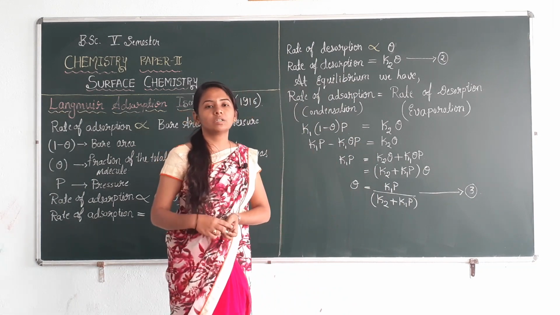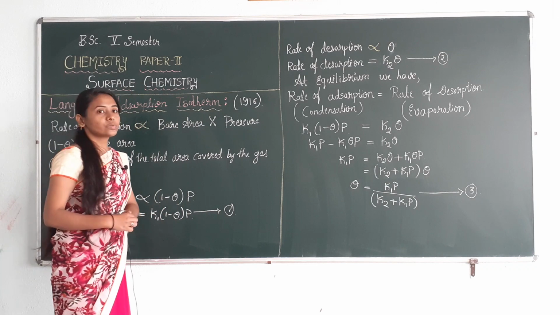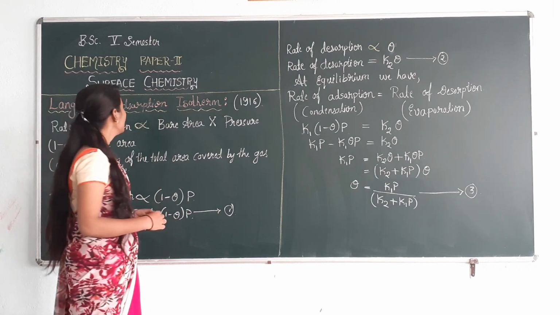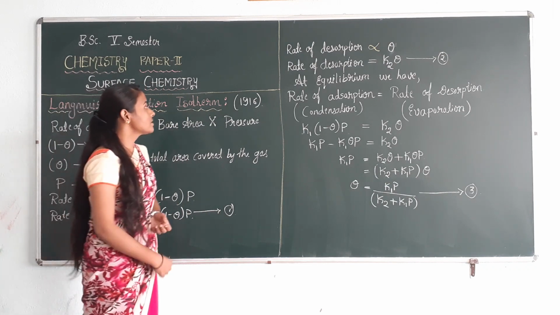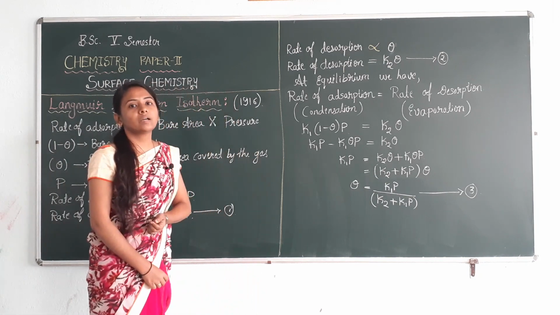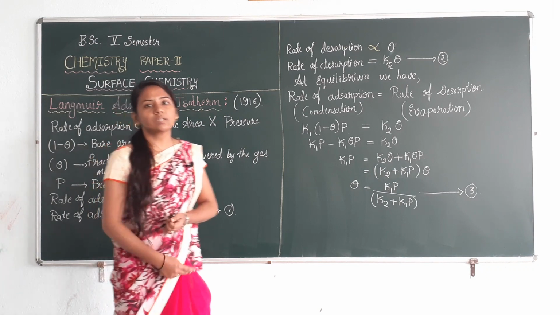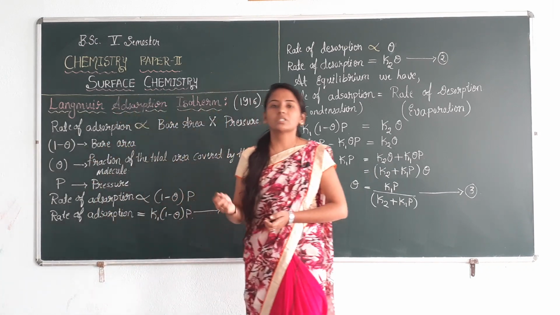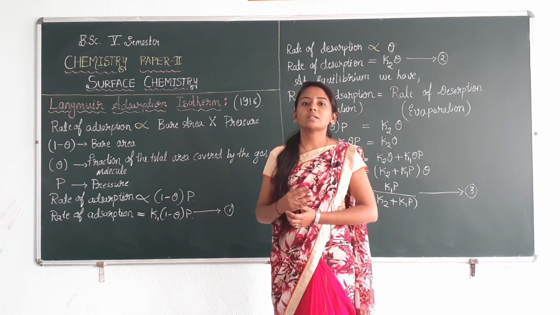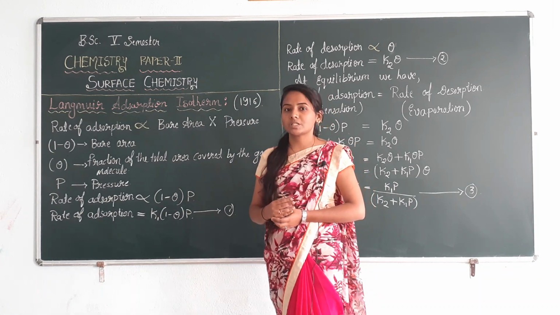Today I want to tell you about the topic of the Langmuir adsorption isotherm. The scientist Langmuir proposed this theory in 1916. He proposed this theory on the adsorption of a gas on a solid. He made some assumptions about the relation between x by m, that is the amount of gas adsorbed, versus pressure P.